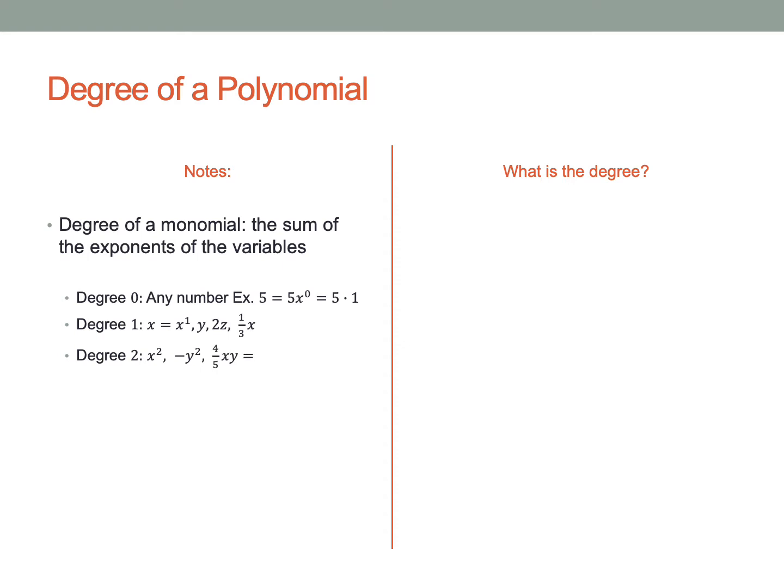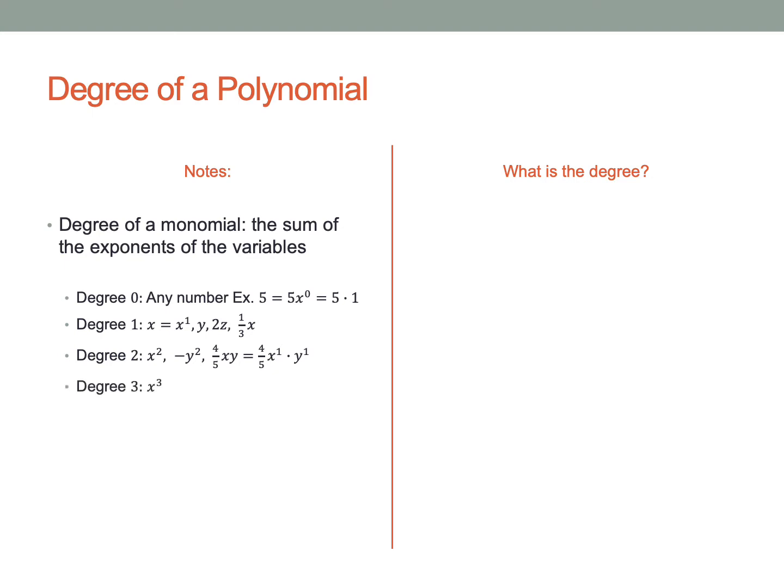Okay, this is all important. 4/5 xy, because the degree of a monomial is the sum of the exponents of the variables. So x has an exponent of 1, and y has an exponent of 1. So 4/5 xy is really 4/5 x to the 1, y to the 1, and the sum of that is still 2. So that's why this term is still degree 2.